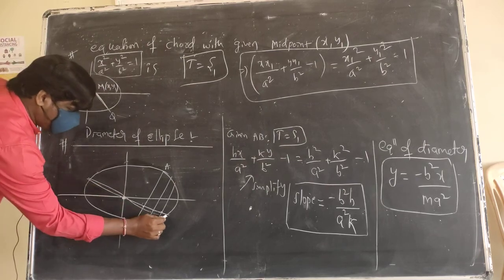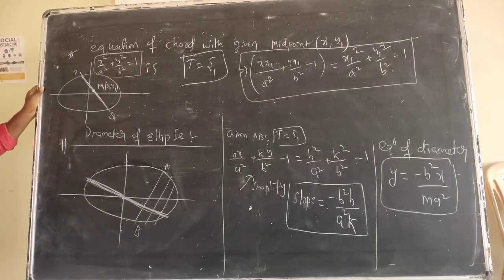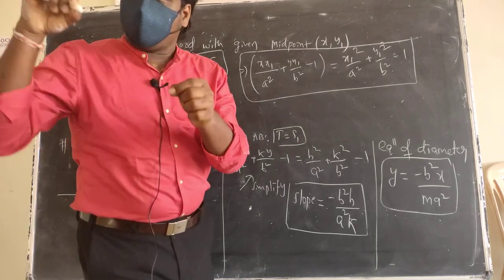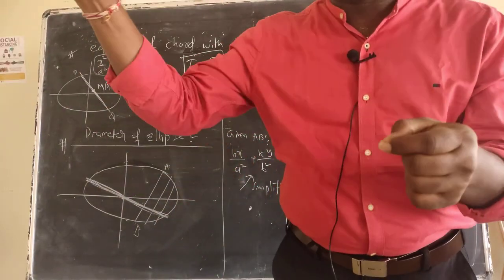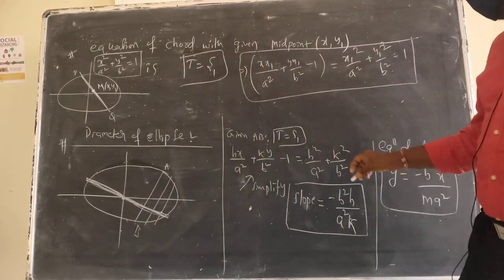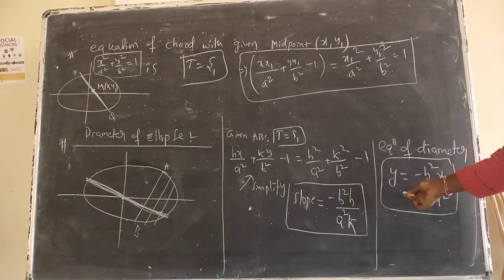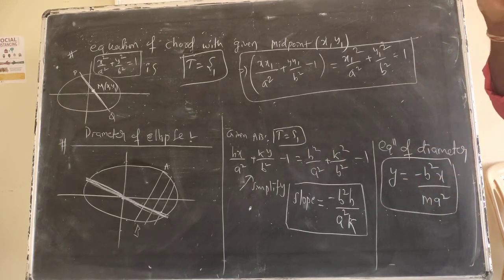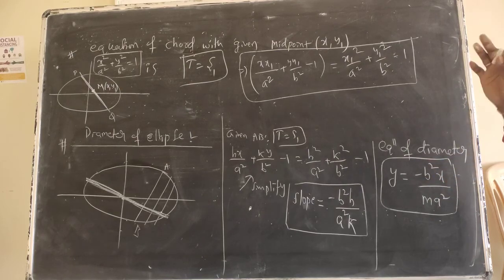The diameter always passes through the center. And how is this formed? The locus of the midpoints of the chords of that ellipse is the diameter of the ellipse. So if I want to find the diameter of the ellipse, the equation of the diameter of the ellipse formula is y is equal to minus b square x by m a square. This is the equation of the diameter of the ellipse.